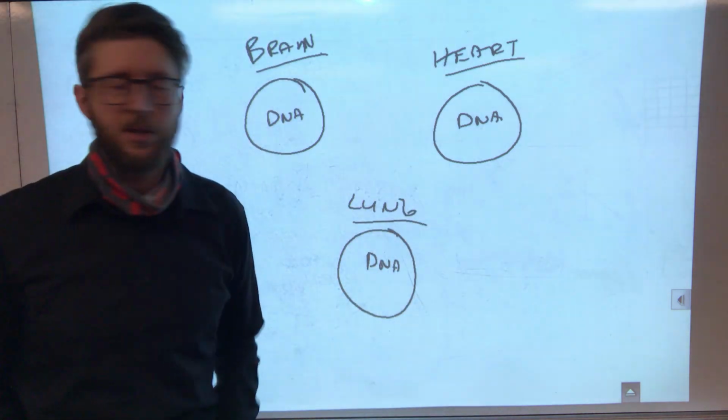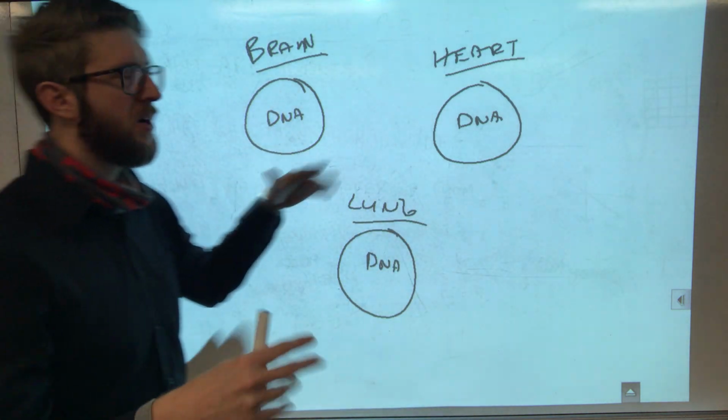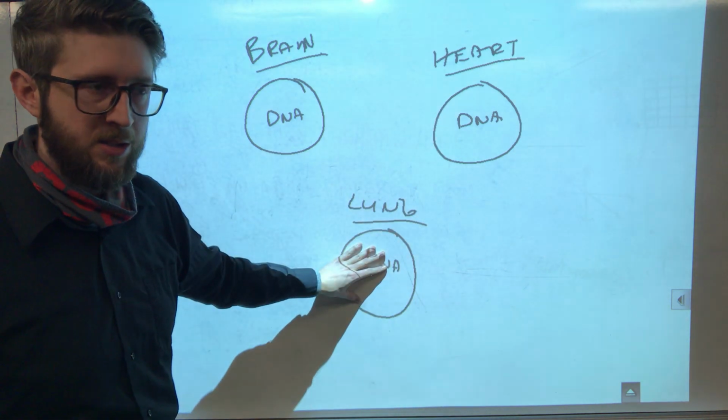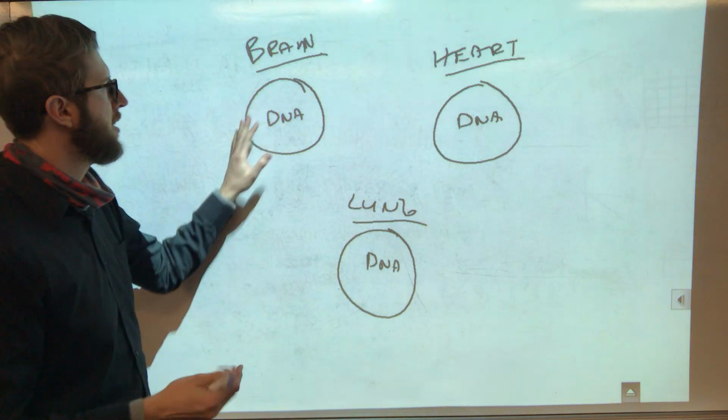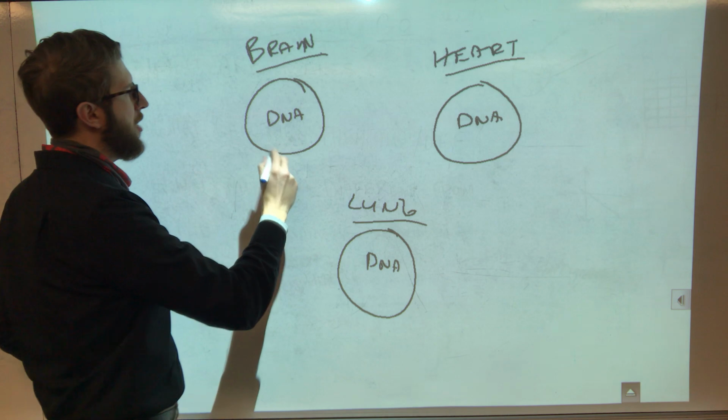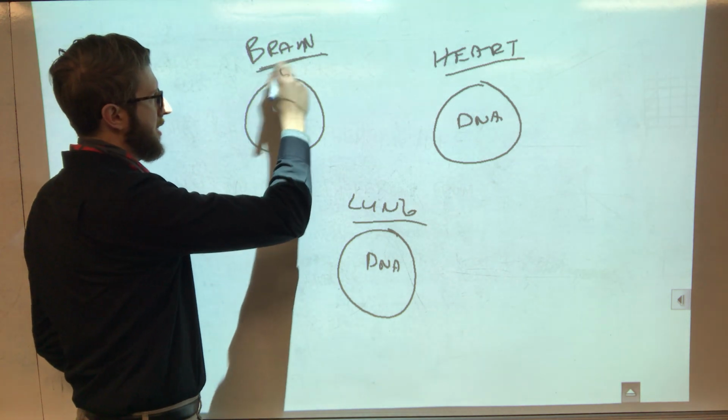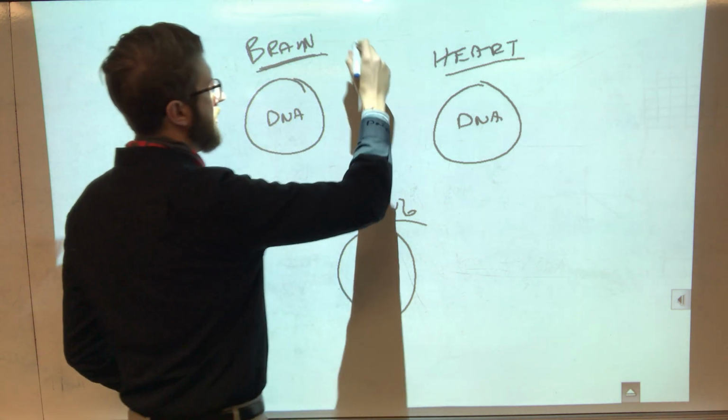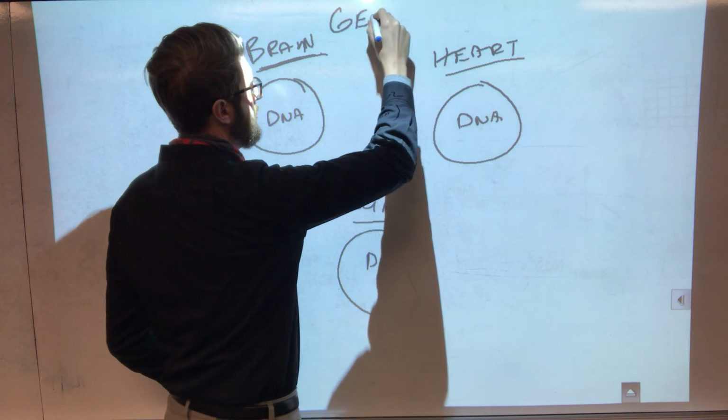Well, it's because even though all these cells have all the same DNA, in this cell, only the brain cell DNA gets turned on, or what we call expressed. This is what we call gene expression.